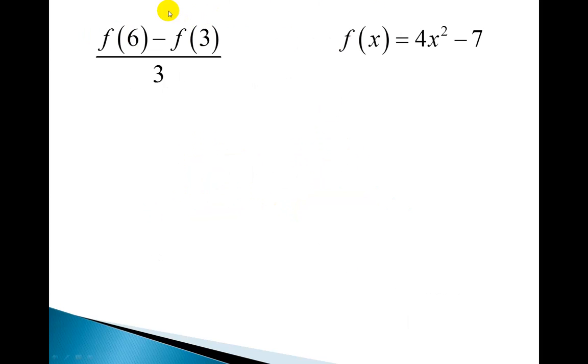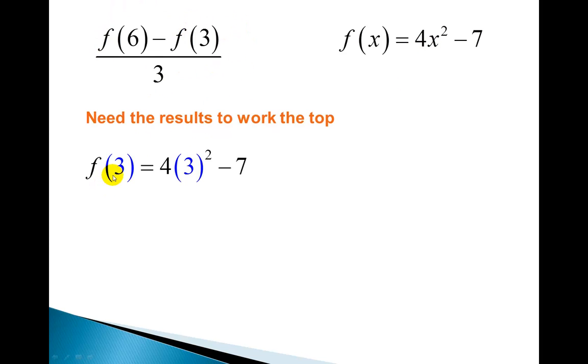So we're doing the difference quotient here of this f of 6 minus f of 3 over 3. We've got our formula 4x squared minus 7, and now basically we just need the results to work the top, the numerator. So we're plugging in 3 into the original formula. You see that 3 right there. We then do the calculation, so 3 squared times 4 minus 7. You crunch that on your calculator, you get something like 29.